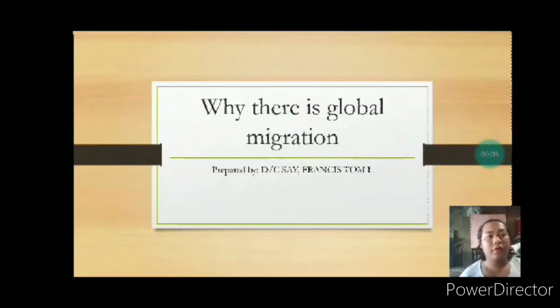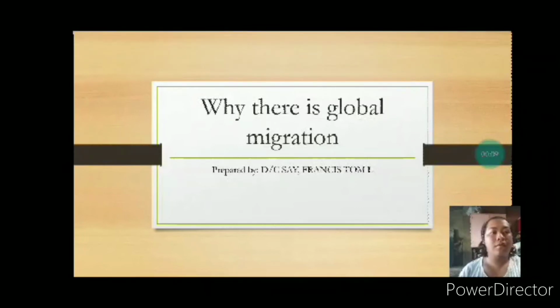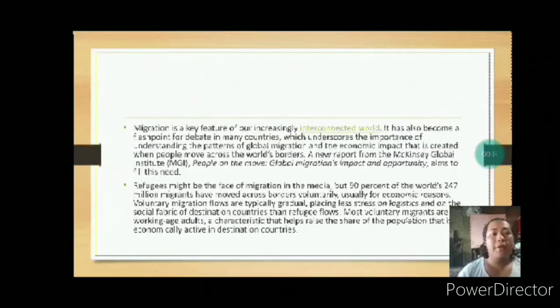Why is there global migration? Migration is a key feature of our increasingly interconnected world. It has also become a flashpoint for debate in many countries, which underscores the importance of understanding the patterns of global migration and the economic impact that is created when people move across the world's borders.